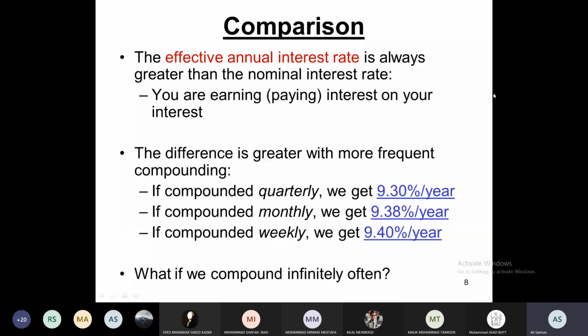Now we will see the comparison and conclude. The effective annual interest rate is always greater than the nominal interest rate. You are earning interest on your interest, or if you have taken a loan, then you are paying interest on interest. The difference is greater with more frequent compounding.